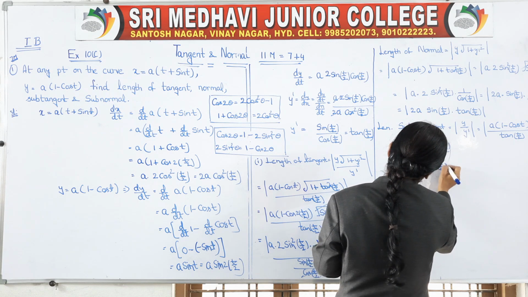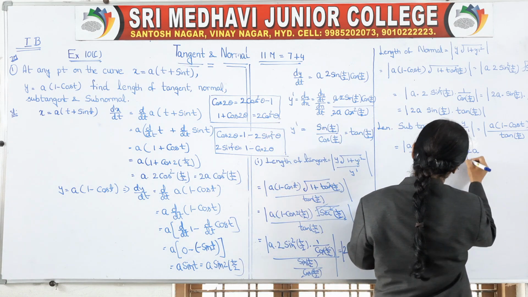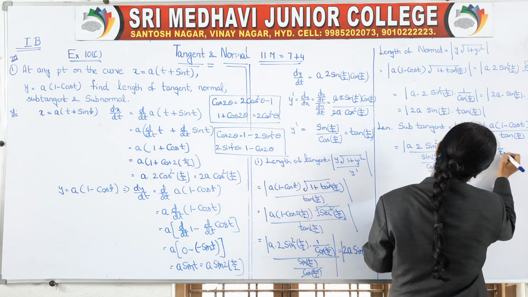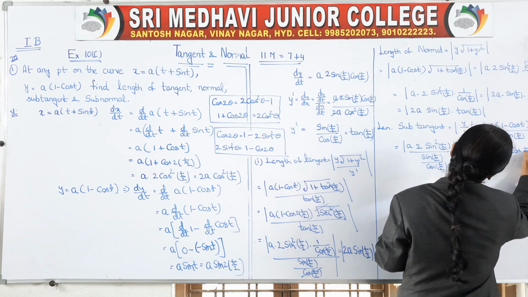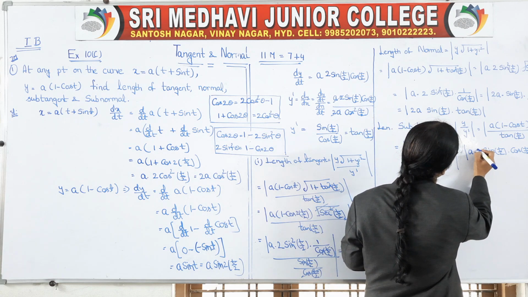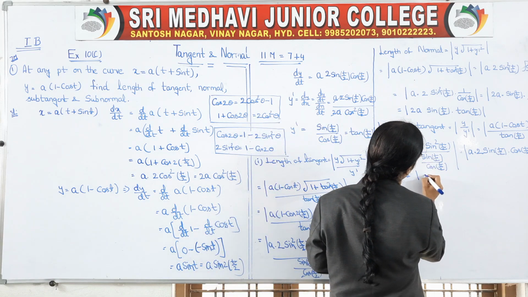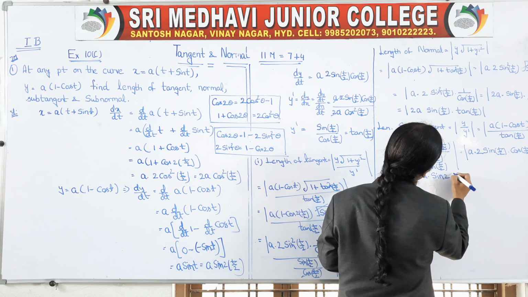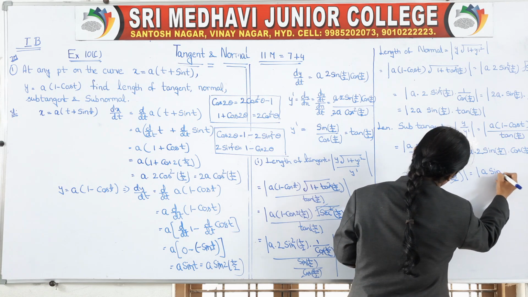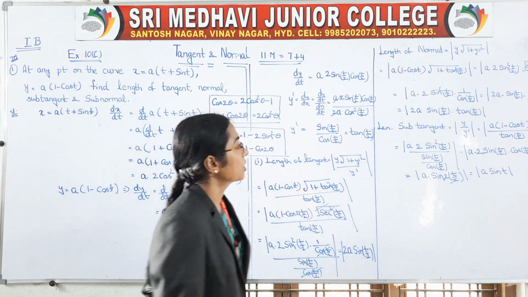Tan(t/2) means sin by cos. So is equal to 2a, one sin will get cancelled, this cos goes upwards, so it is sin(t/2) into cos(t/2). Better you write a into 2 here. 2 sin theta cos theta is sin 2 theta. So we can write a into sin(2t/2). The 2 cancels, so it is a sin t, that is the answer. So this is your length of subtangent.